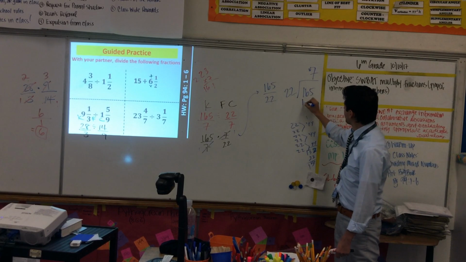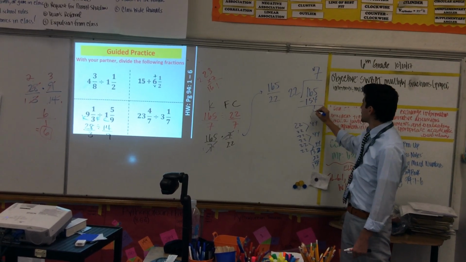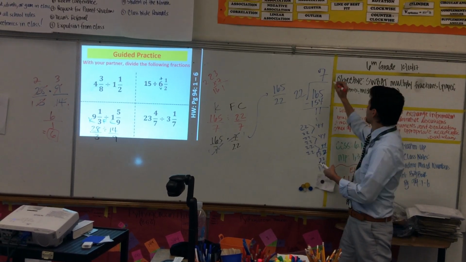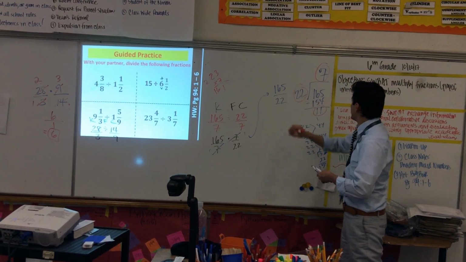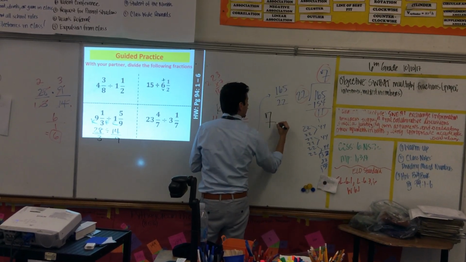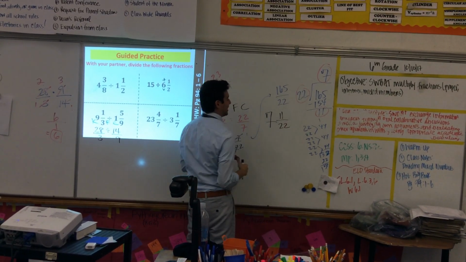7 times 22 is 154. Subtract: 6 minus 5 is 1. That's 0, you don't have to put it. Here are your numbers. So then your final answer is 7, 11 over 22.